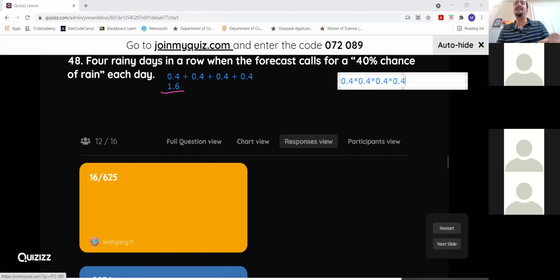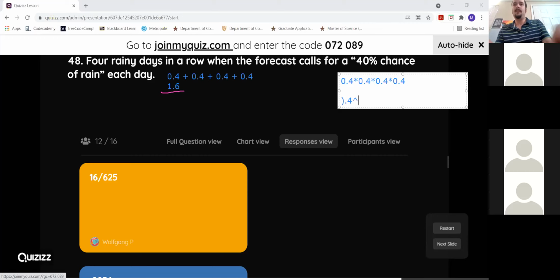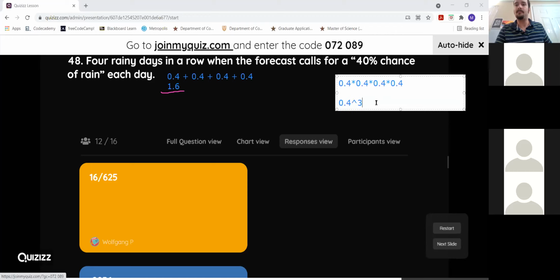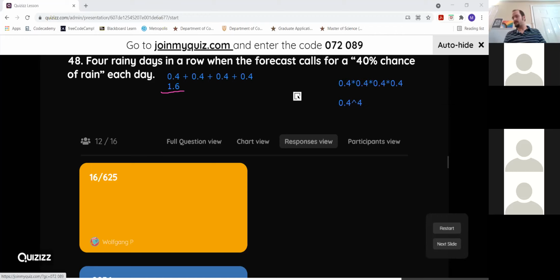If we multiply things, what do I say? Exponents, right? To the third, no, I did that wrong. To the fourth, sorry. If we do 0.4 to the fourth, we should get that number. 0.0256. Questions about this?